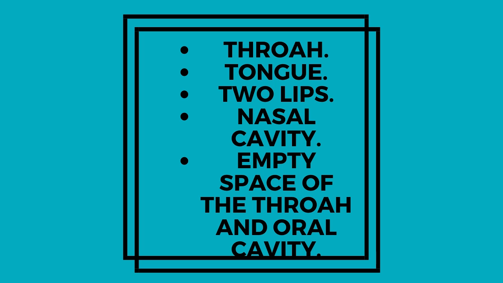The second one is the tongue, and there are about 18 letters from the tongue. The third articulation point is the 2 lips, and there are 4 letters we pronounce from the 2 lips, which are ba, mim, waw, and fa. Another articulation point is the nasal cavity, and we make the ghunna from it. And the last one is the empty space in the throat and oral cavity. In this articulation point, we lengthen letters, the lengthened letters like alif, waw, and ya. So this is the first principle of the 5 principles.